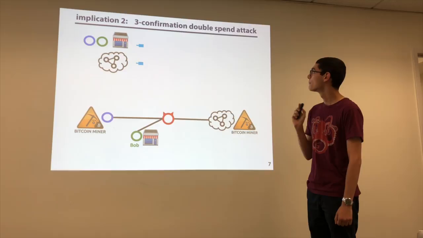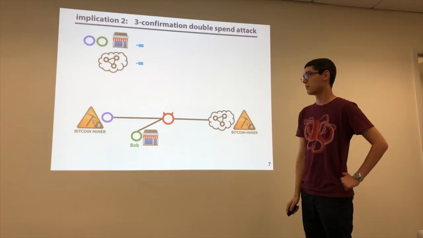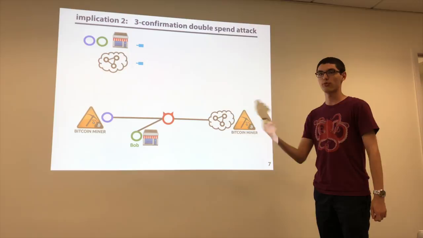And implication two, which is really cool, you can do a double spend attack without any mining power. In this example, I'm showing a three confirmation double spend attack, but the three is arbitrary. You could wait for as many blocks as you want. So let's see how this works.